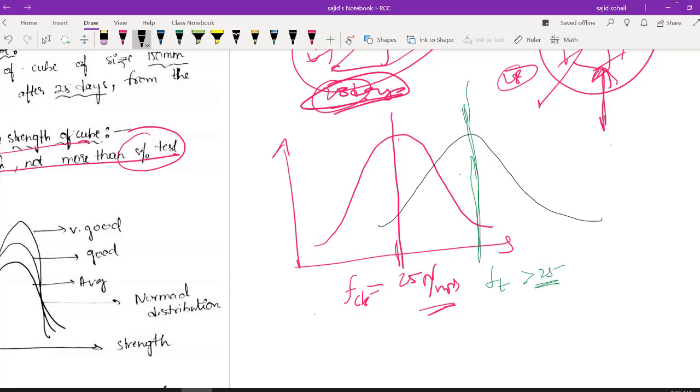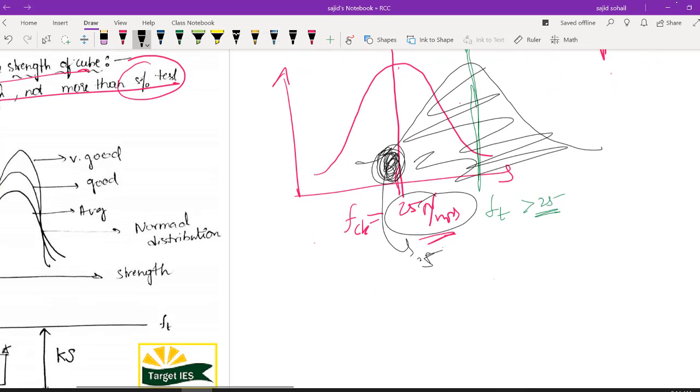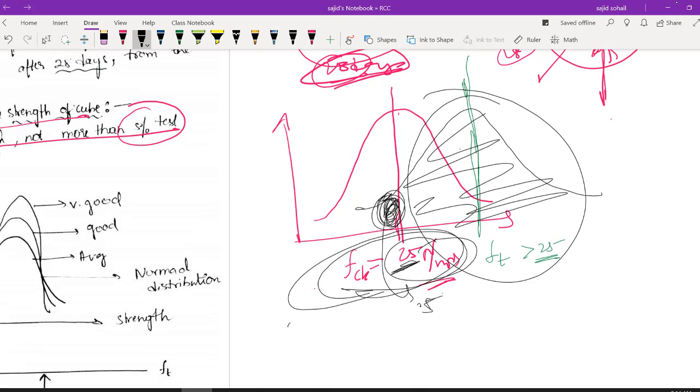And the area here is very less, right? You can clearly see the area. Most of it is here and only less than 5% will fall below 25 Newton per mm square. I hope you are getting the concept. Then my characteristic strength will be 25 Newton per mm square. I hope you are getting it right. So to get my fck value as 25, I have to target a strength which is greater than 25, some 26, 27, 28. Then I will get my characteristic strength as 25.